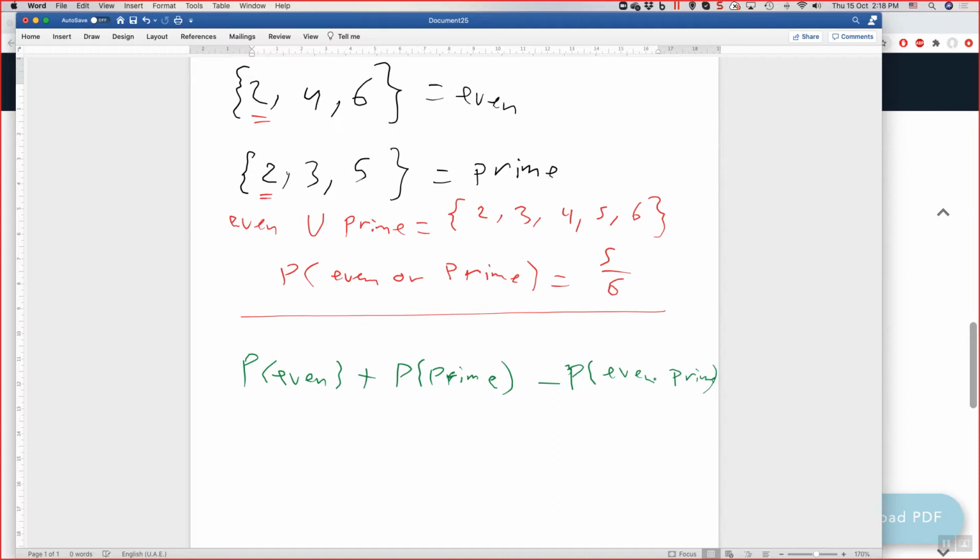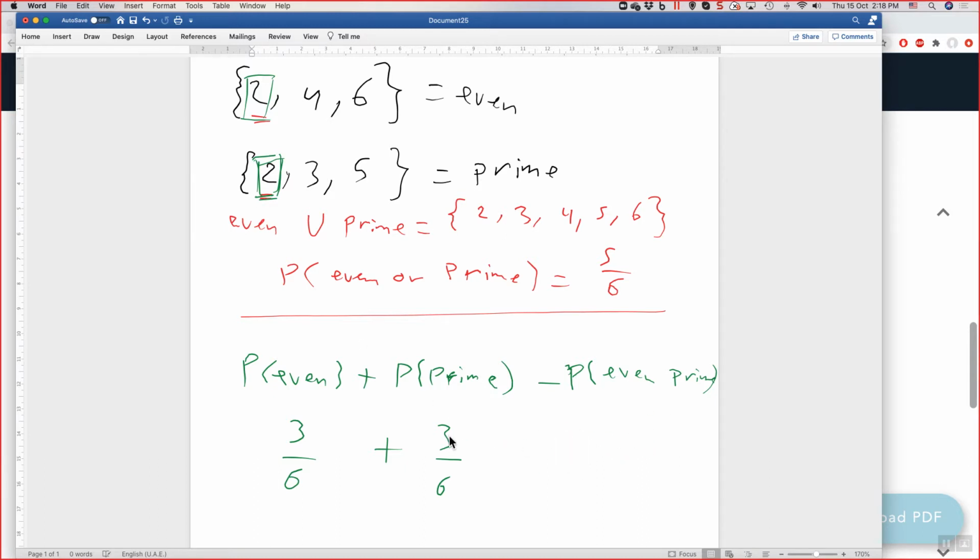Okay, or even and prime. So the probability of even we have seen is 3/6. The probability of prime we have seen is also 3/6. But how about even and prime? Even and prime means the common part. This is the common part, which is 2. This is "and", the intersection. That's when they are even and prime at the same time.